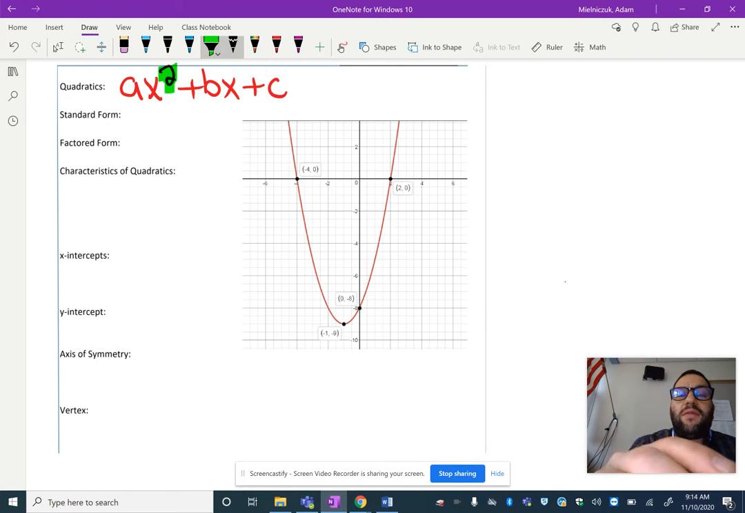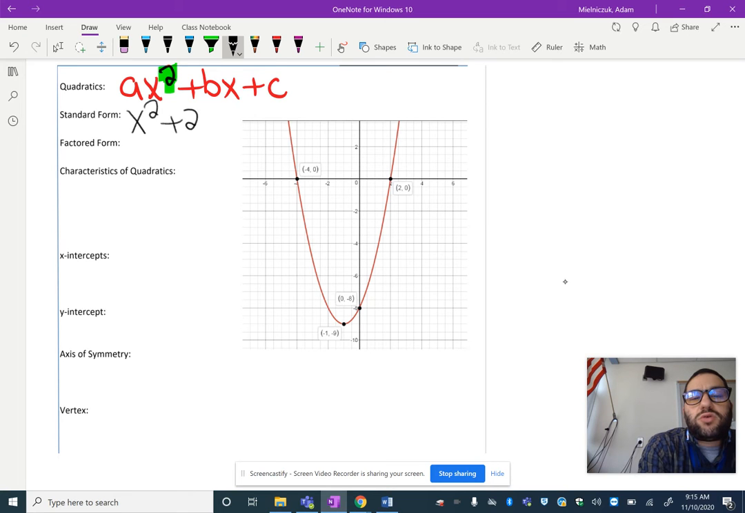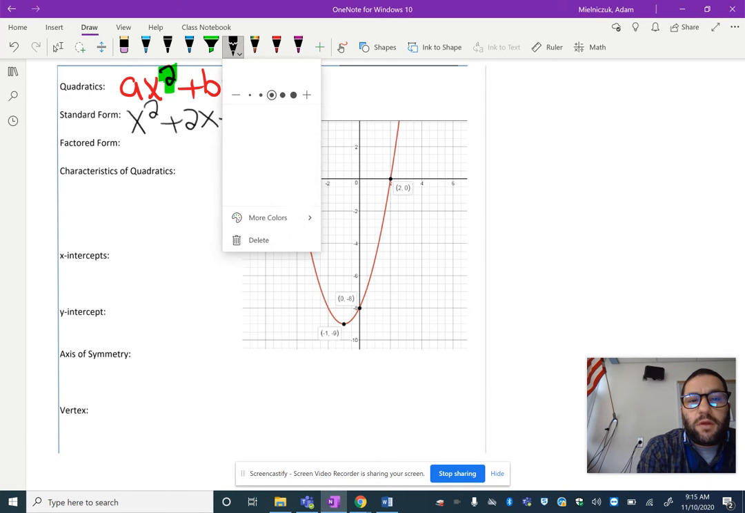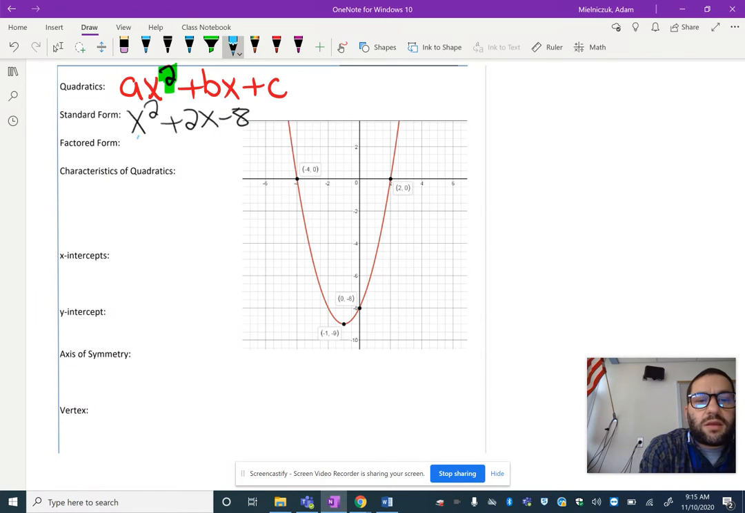All right. In the situation we're looking at now, if we were to write this one in standard form, we would have x squared plus 2x minus 8. Okay, let me make sure that this is correct. We'd have x plus 4 times x minus 2. Yeah. All right. So in factored form, this would look like x plus 4 times x minus 2.